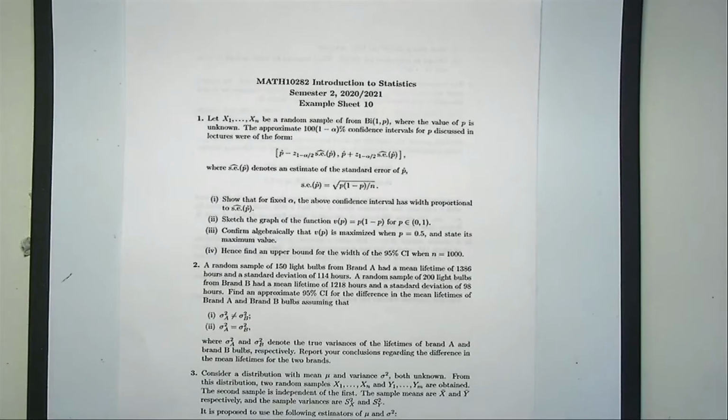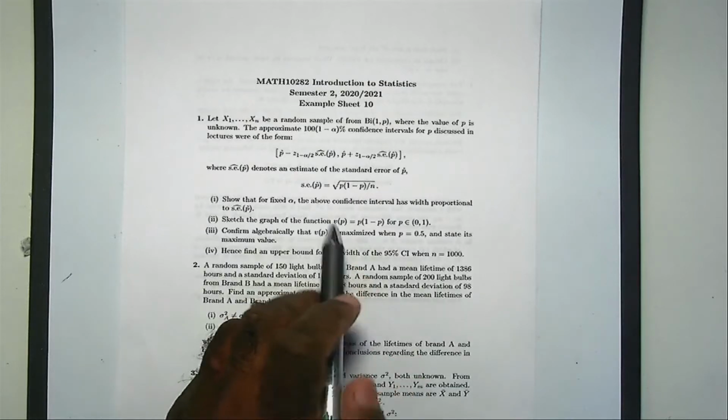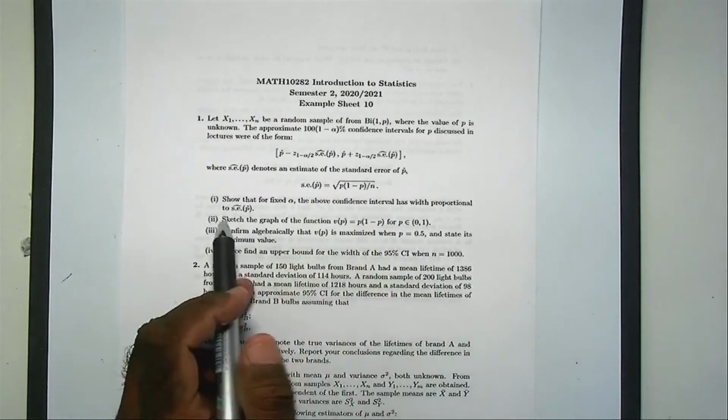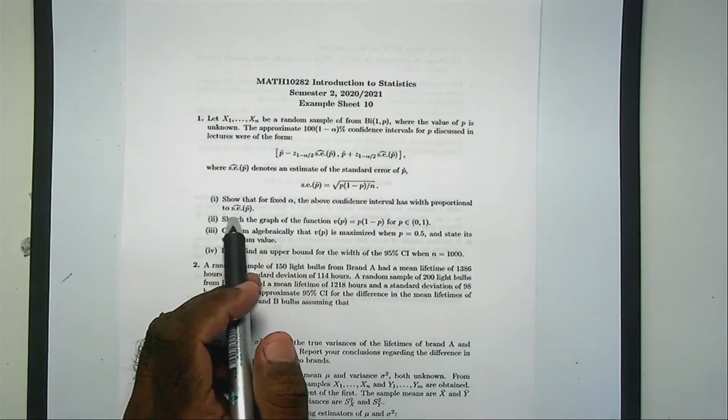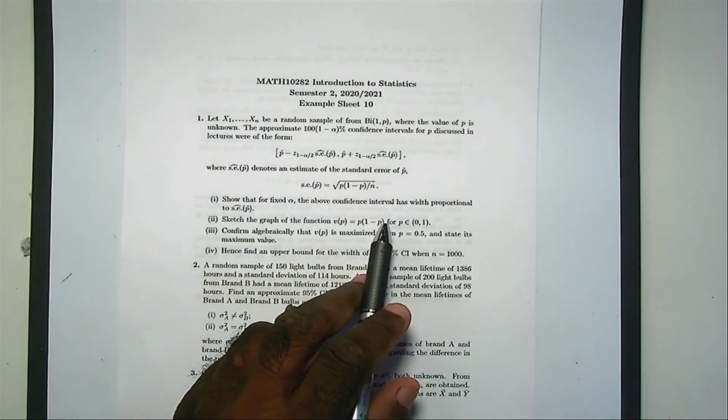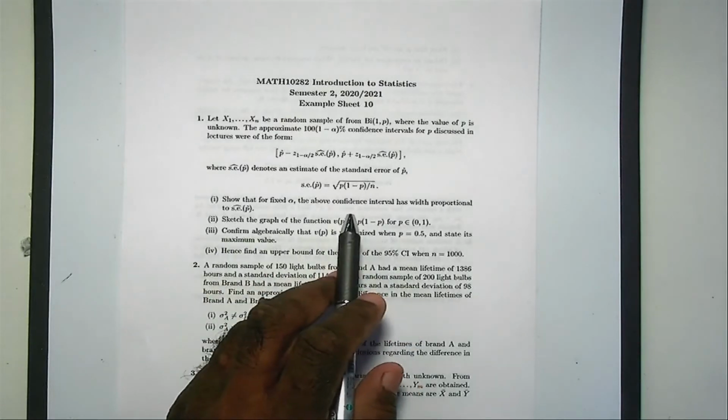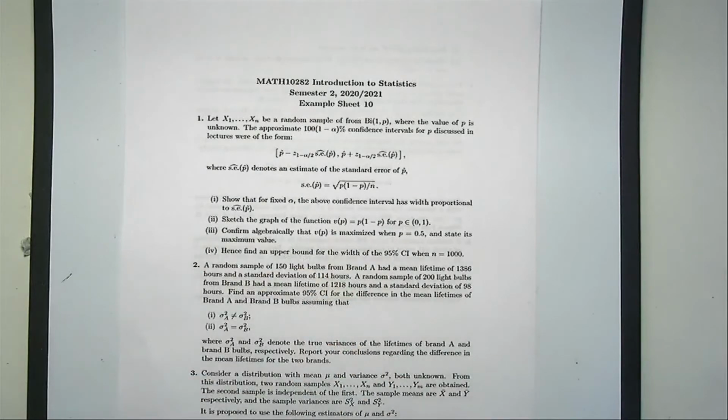You have a random sample from a binomial with parameters 1 and p, and an approximate 100 times 1 minus alpha confidence interval for p is this one. Let's discuss it in the notes. The first part is to derive the width of the confidence interval. Let's see how we can do this.